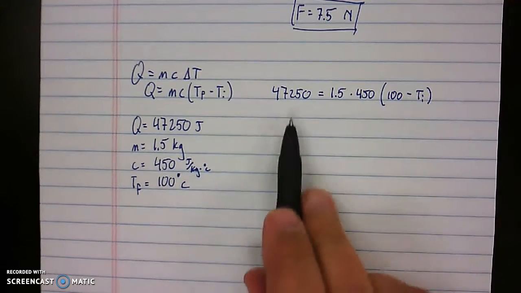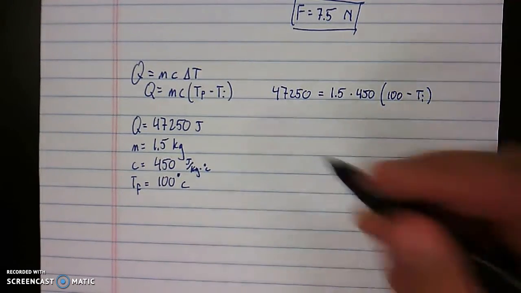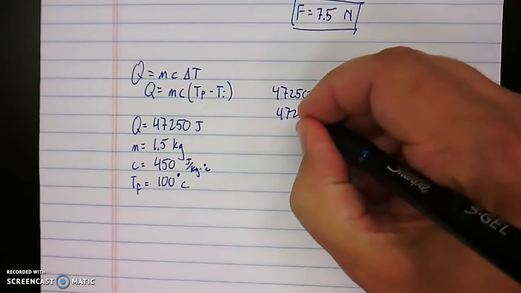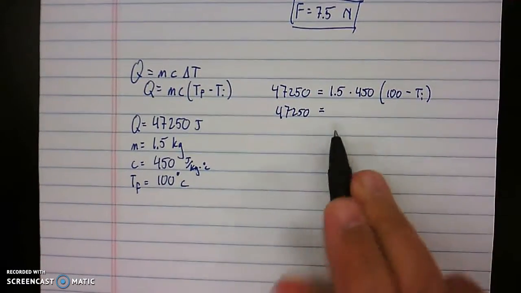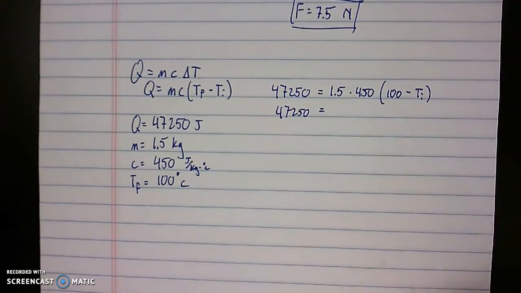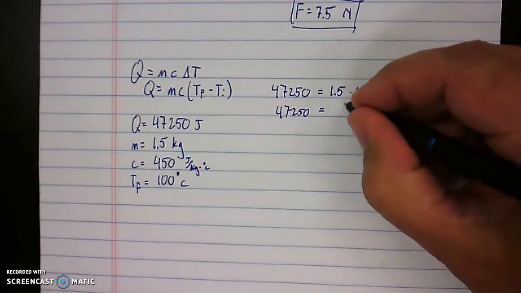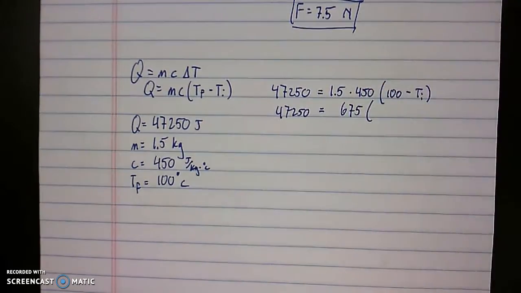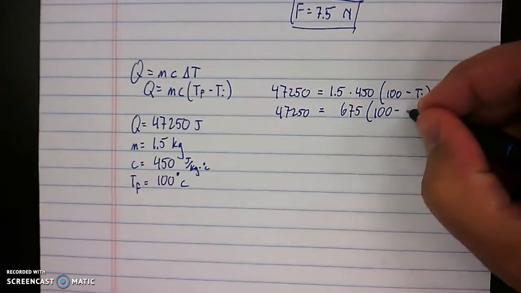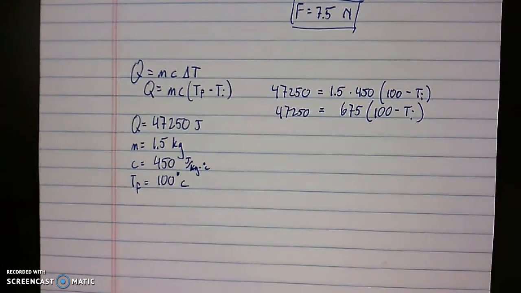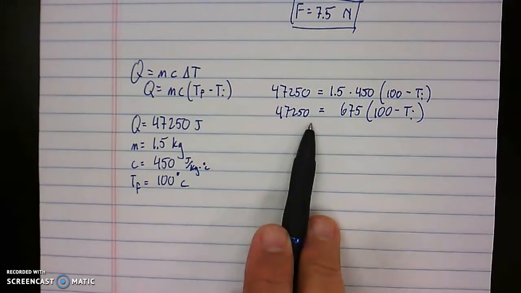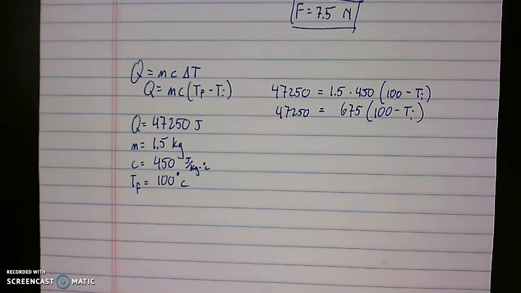So 47,250 is still going to stay the same. So 47,250 is equal to, and 450 times 1.5 is going to be 675. So 675 times the quantity 100 minus Ti. Now, I know it seems kind of repetitive to rewrite the entire equation, but it only takes a couple seconds, and it frequently is a source of misunderstanding or source of an error when you start skipping steps or start combining steps. So I have a tendency to write out everything line by line.